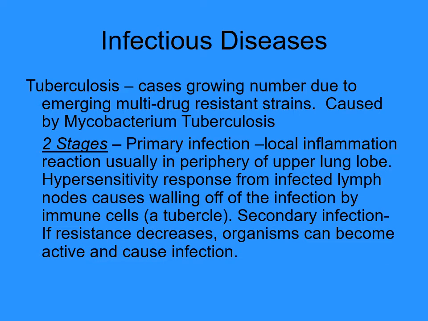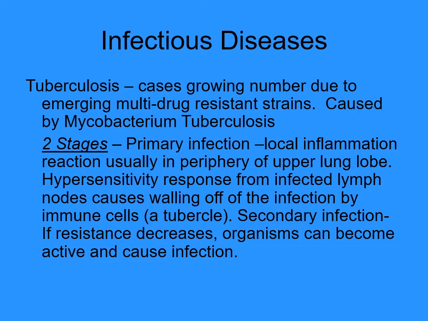Tuberculosis. Cases are growing in number due to emerging multi-drug resistant strains caused by Mycobacterium tuberculosis, and a lot of the resistant strains are due to abuse of antibiotics and also contaminated needles. Inner cities seem to be where a lot of this is coming out of. But there are 2 stages to this infection. The primary infection is a local inflammation reaction, usually in the periphery of the upper lung lobe.